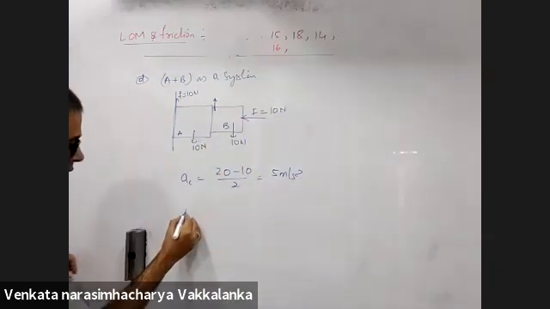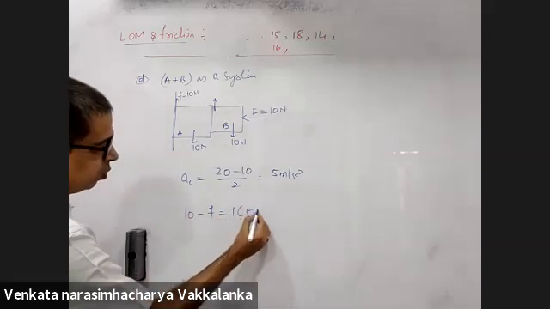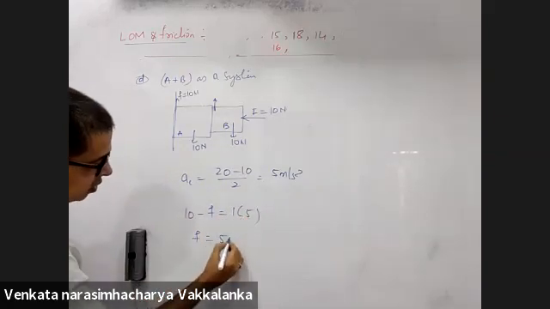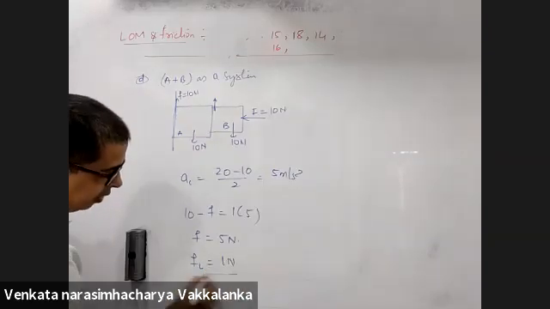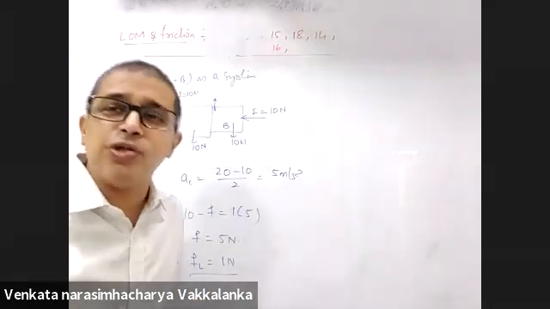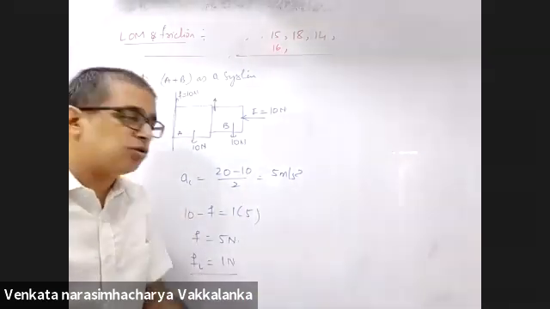Do the same thing now here. 10 minus F is 1 into 5. Friction turns out to be 5 Newton. But limiting friction is 1 Newton. Not possible that both of them will move together. If they are sliding, all the more you know how to solve the problem.